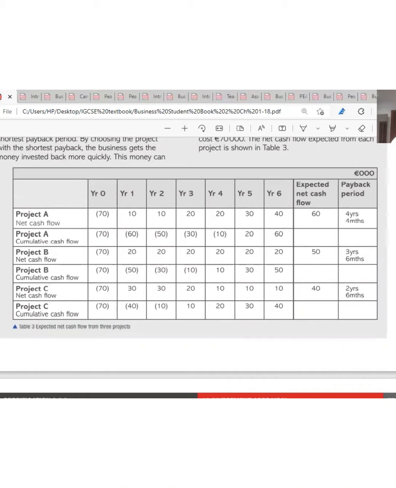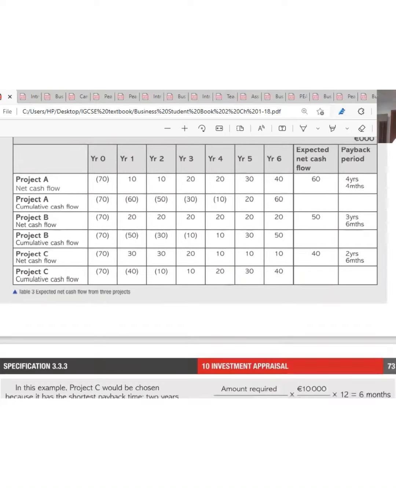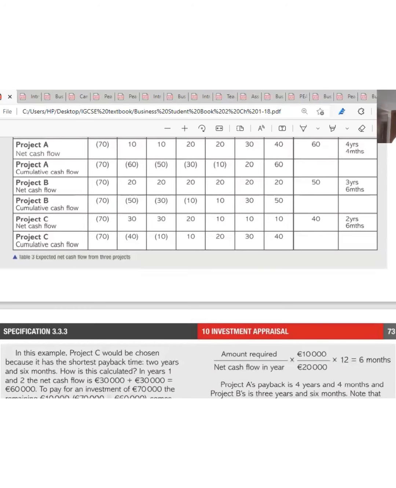When you compare project A, project B, project C, the one with the least payback period is project C. It's going to take 2 years and 6 months to make the 70,000 which has been invested. Project B is going to take 3 years and 6 months to make the 70,000. And project A is going to take 4 years and 4 months. So how do you calculate the payback period? For this analysis, 70,000 was the investment. For project C, we have the 70,000 which was invested.